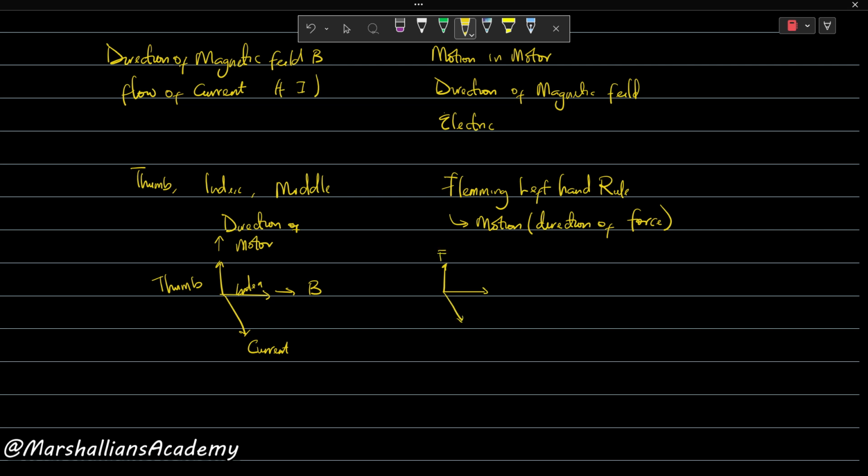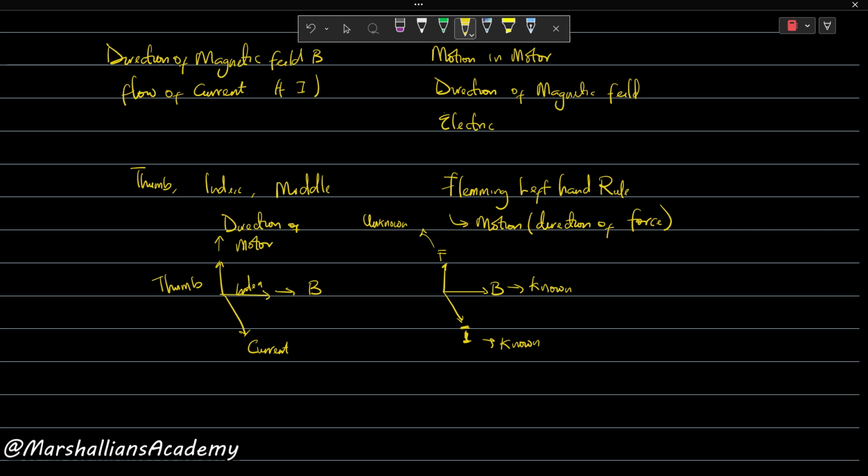Your thumb for force, your index finger for magnetic field, and your middle finger for what? Current. So to use Fleming's left hand rule, you have to know the current, and you also have to know the direction of the magnetic field. You have to know the flow of current and the direction of the magnetic field. Then the force will be the only unknown for you to use Fleming's left hand rule. Are we together? So you're just trying to find the direction of force.